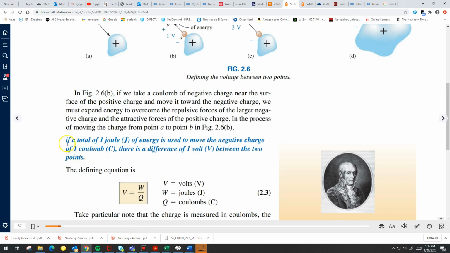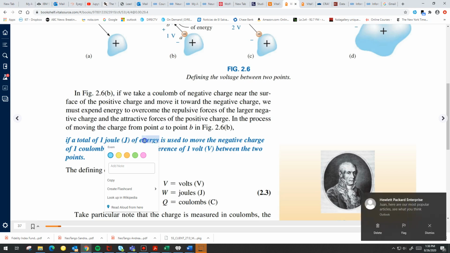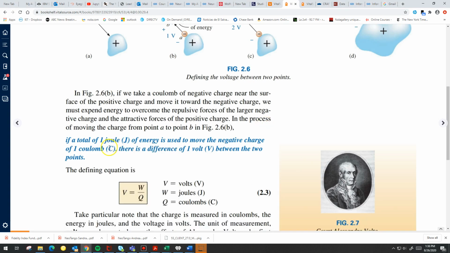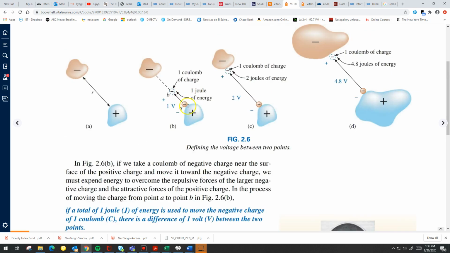In fact, if you read this, it says if a total of 1 joule, and in this case joule is the unit of energy, and capital J is used to represent joules, of energy is used to move the negative charge of 1 coulomb, there's a difference of 1 volt between the 2 points. So 1 joule of energy needed to move 1 coulomb is what represents 1 single volt.